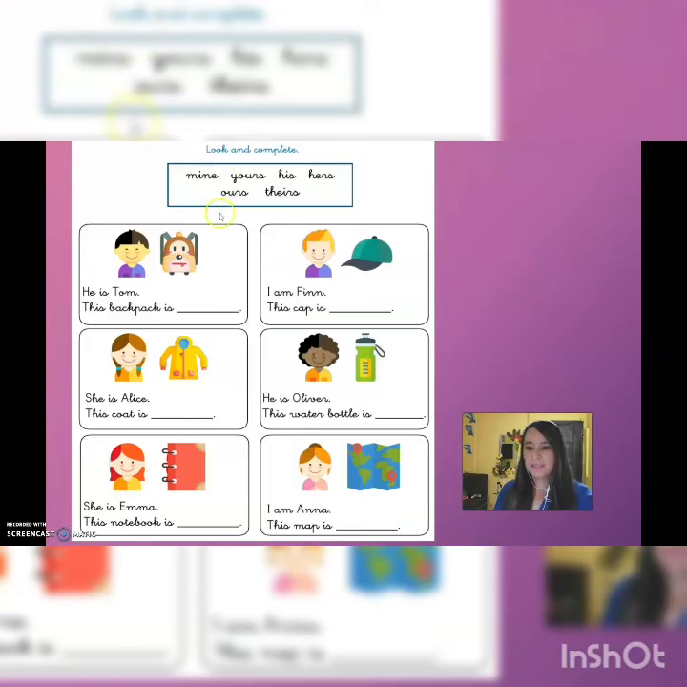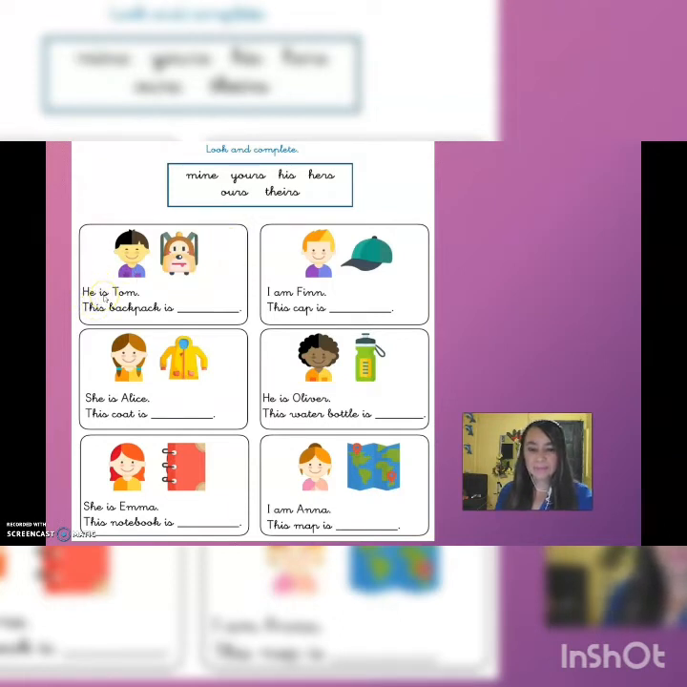As you can see here in this presentation, we have some pictures and some sentences. For each picture, you are going to use these possessive adjectives, as I was explaining before. Look and complete. What are the possessive adjectives you have to use? Mine, yours, his, hers, ours, theirs. Look at the picture. He is Tom. This backpack is... What is the possessive adjective if we are talking about he?